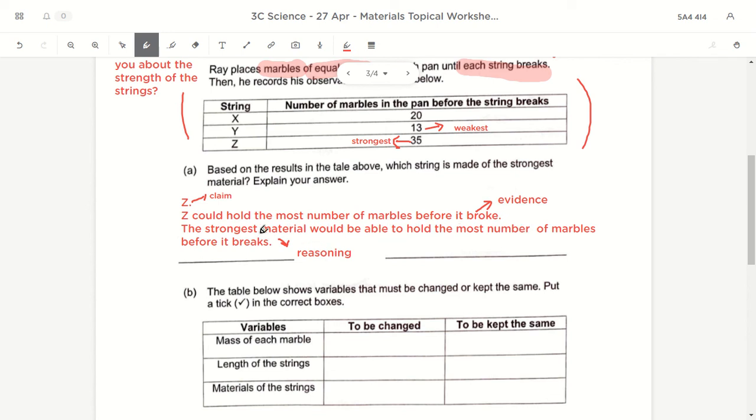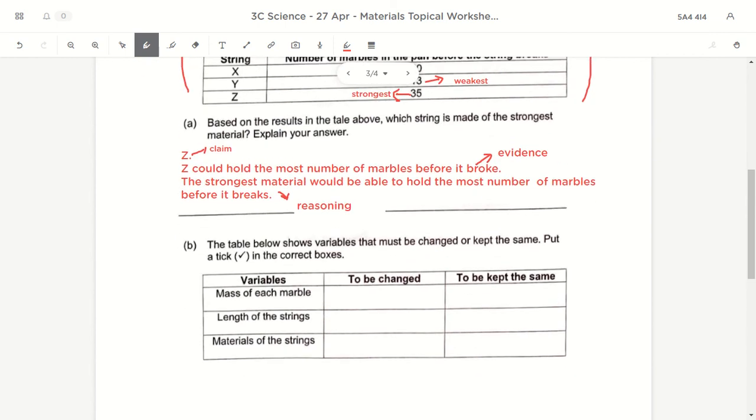Okay, so a lot of you are missing on the reason. Sometimes you need the reason, sometimes you don't need the scientific reason to link the evidence to the claim. As we go along, you will know when to add in the reasoning and when not to, according to the requirement of the question. But most of you could tell me that Z could hold the most number of marbles before it broke, which is good. Now you have to just top it up with the reasoning.